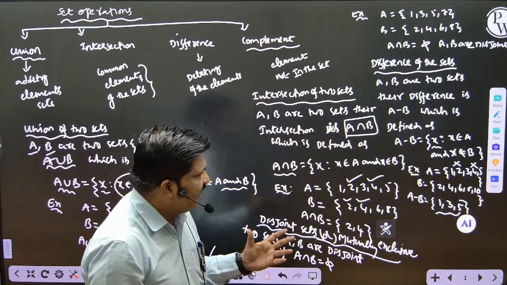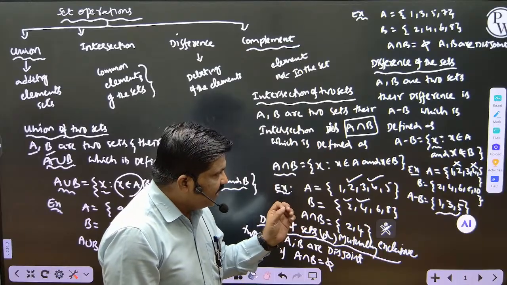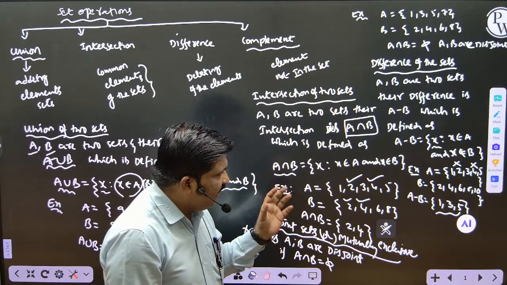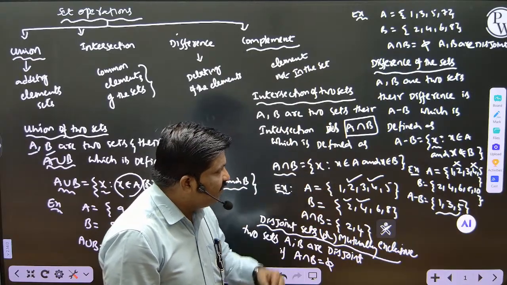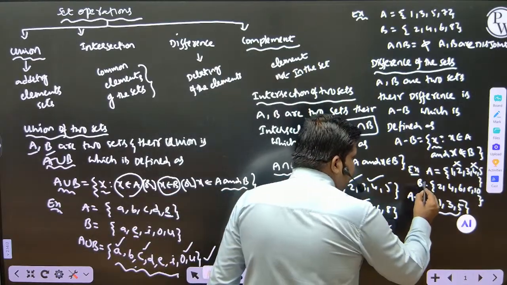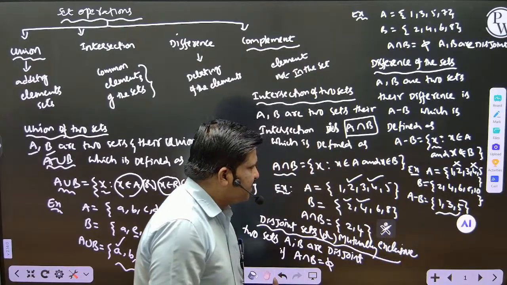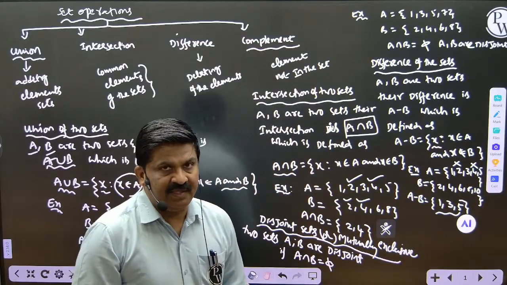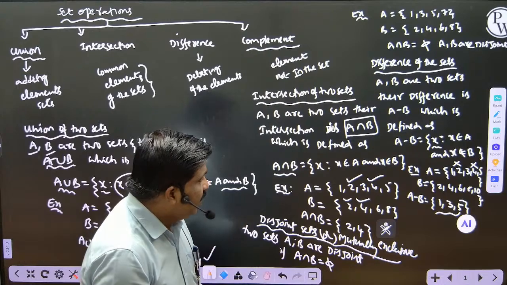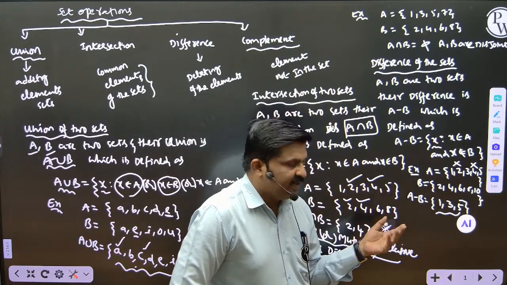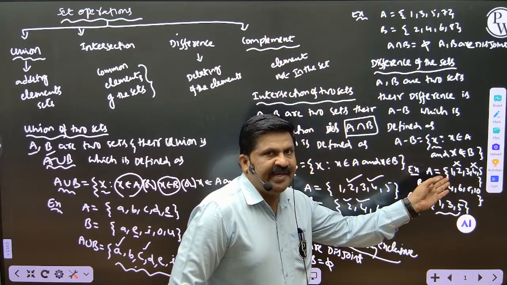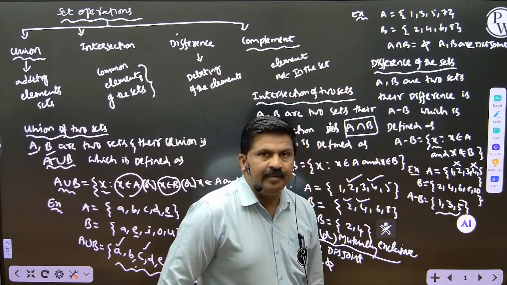From A we are deleting the elements of B. Whatever elements of B are present in A, you delete them. After that you write down the rest of the elements, which gives A minus B. In A minus B you take any element. What is its nature? That element is present only in A but not in B.